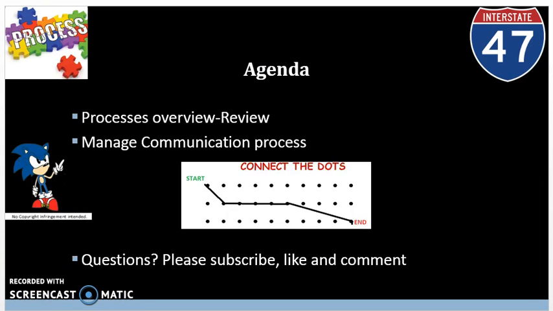Today's agenda will be going over reviewing the PMBOK process table as well as the 30-second process, which is managed communication process. This process occurs at the intersection of the communication knowledge area and executing process group.